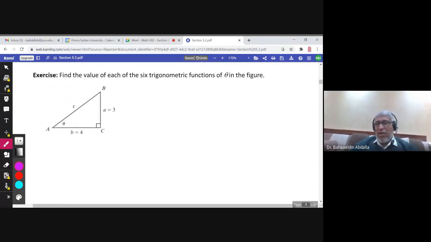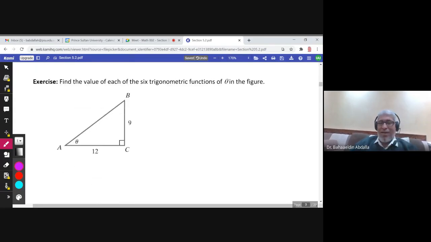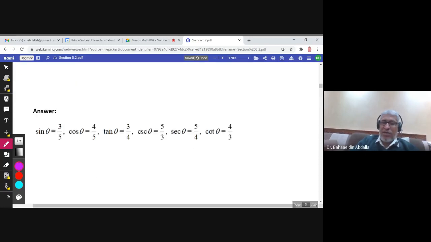Similarly, you can solve this exercise. Please do it at home. Also, similarly, you can find the value of the 6 trigonometric functions here in this figure. You can find the length of this side using the Pythagorean theorem, and then write the 6 trigonometric functions, and here is the answer.